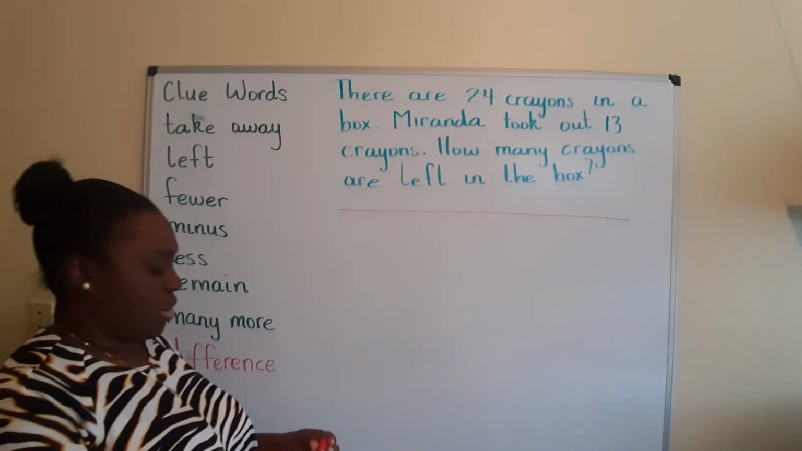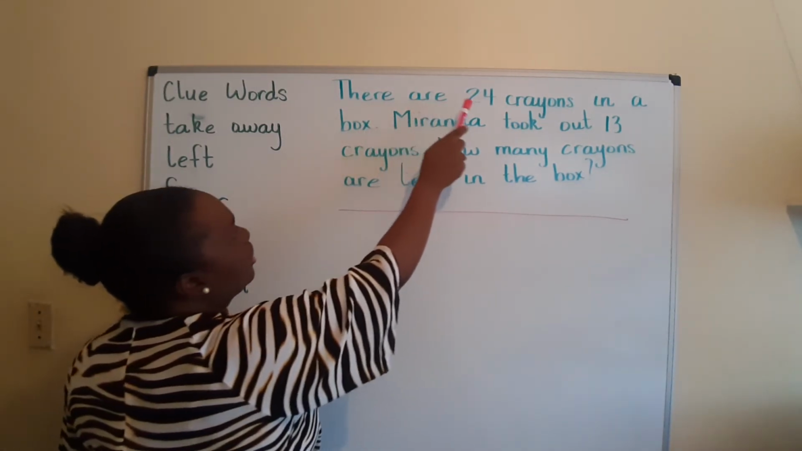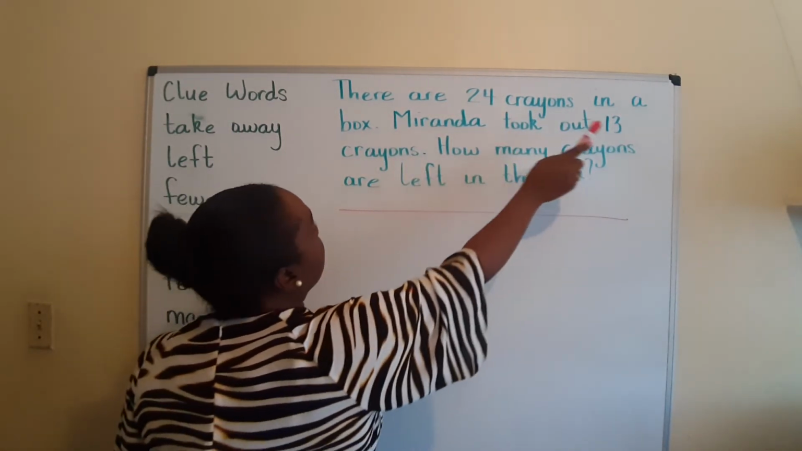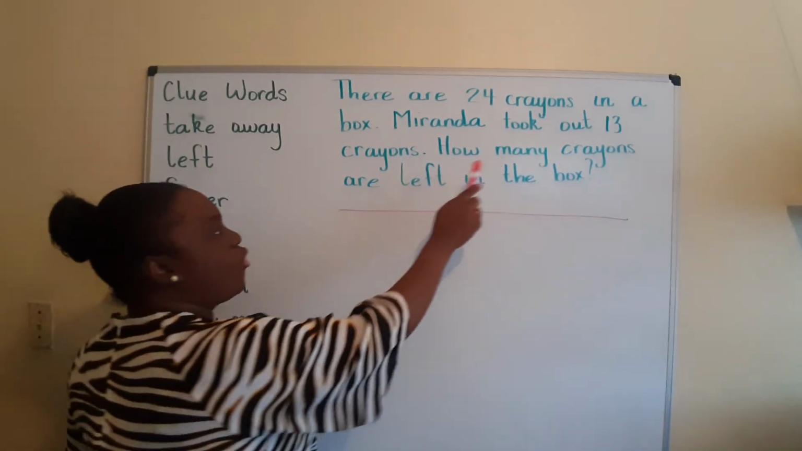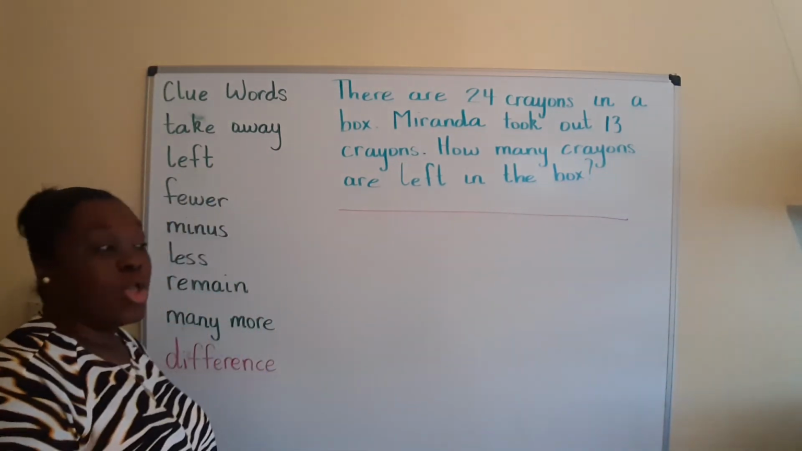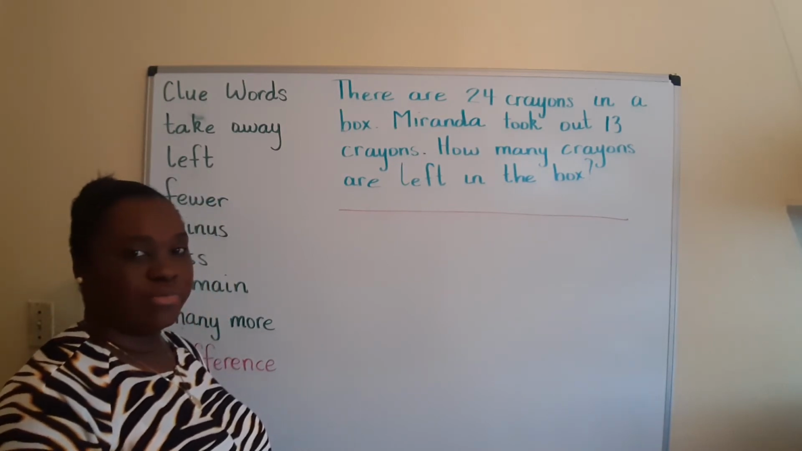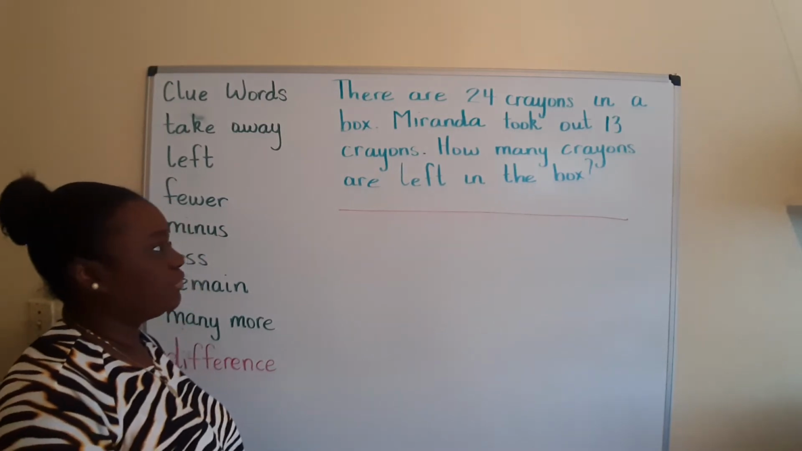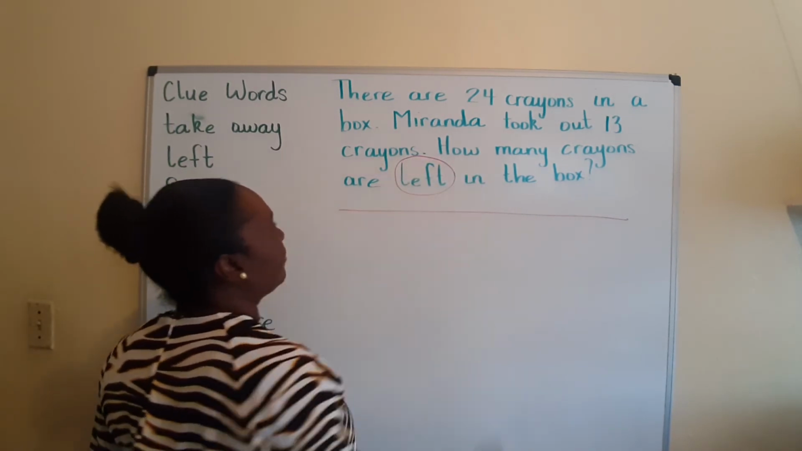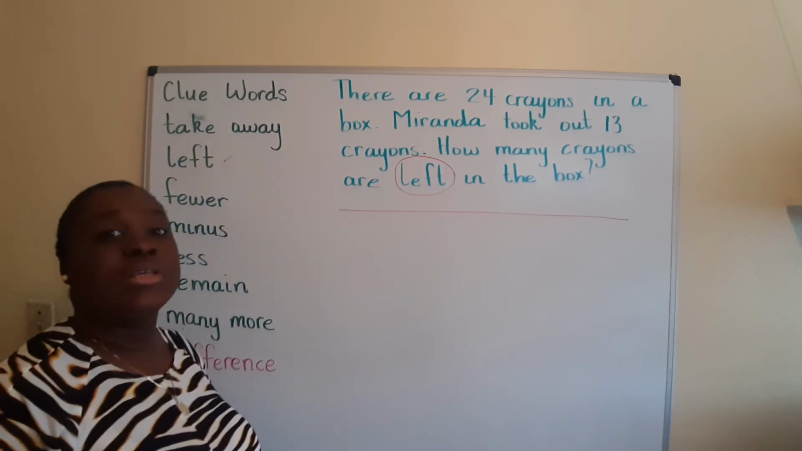Now we have a word problem. Read the word problem along with me. There are 24 crayons in a box. Miranda took out 13 crayons. How many crayons are left in the box? Do you see a clue word? A subtraction clue word? Look good. Very good. Left. Left tells us that we should subtract.